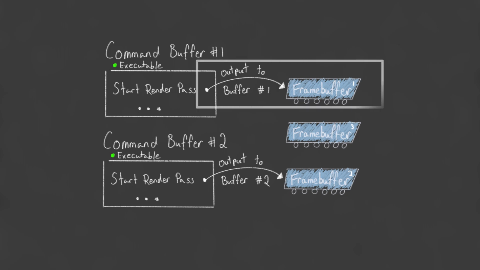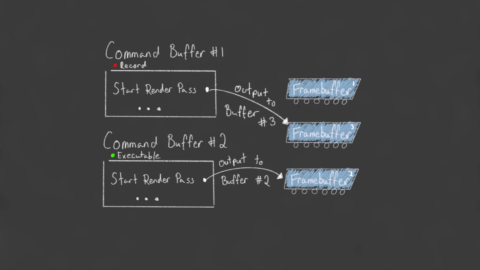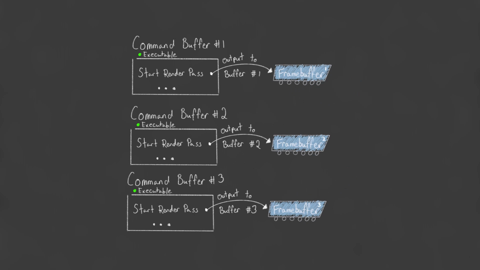But when recording a start render pass command, we must specify the target output frame buffer. So in the case we have two command buffers but three frame buffers, we need to re-record a command buffer every frame. So at least for now, it is simpler to use a one-to-one relationship.